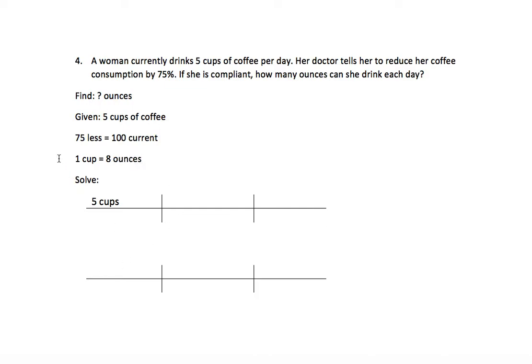And so if there's a conversion like that you need, that's not directly given to you in the problem, still stick it in here with your given so that you see what you can reference. So if 1 cup equals 8 ounces, then we have to put cups in the denominator so that we can cancel cups and end up with ounces.